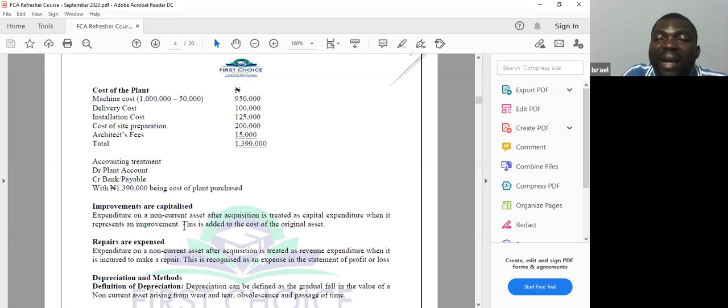So if I carry out a major repair on my vehicle and it costs me like 30 or 40% of the total vehicle, it's more reasonable for me to capitalize it, because capitalization is just like spreading the cost over some years. That's what capitalization is about. It's about spreading the cost that you expect to benefit from over a particular period of time. So we have that. Then we now have the repair.